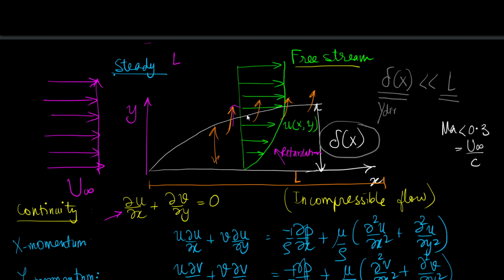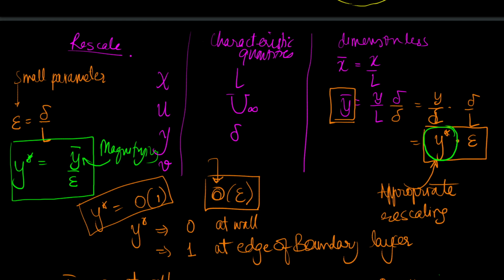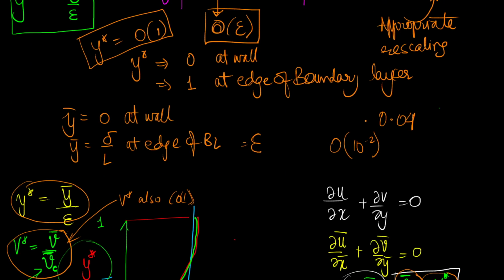But now in order to resolve the entire physics, I must rescale this y velocity by epsilon in order to get a variation of the y velocity being 0 at the wall to something which is order 1 at the edge of the boundary layer. With the help of this scaling, we will be able to resolve the equations into their dominant and non-dominant terms.